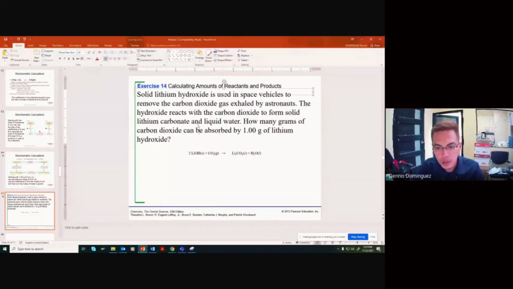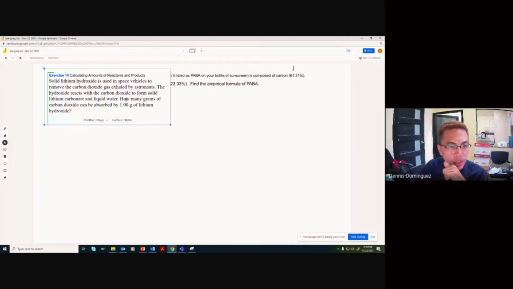Solid lithium hydroxide is used in space vehicles to remove the carbon dioxide gas exhaled or released by the astronauts. So the hydroxide reacts with the carbon dioxide to form solid lithium carbonate and liquid water. How many grams of carbon dioxide can be absorbed by 1 gram of lithium hydroxide?